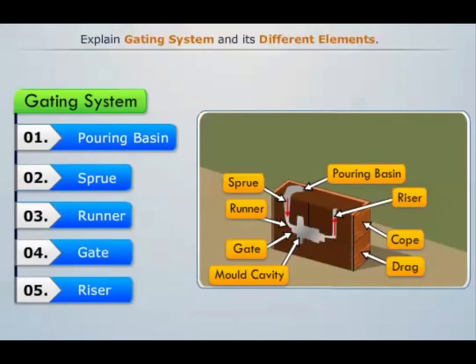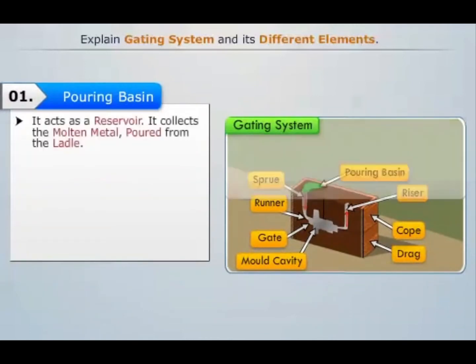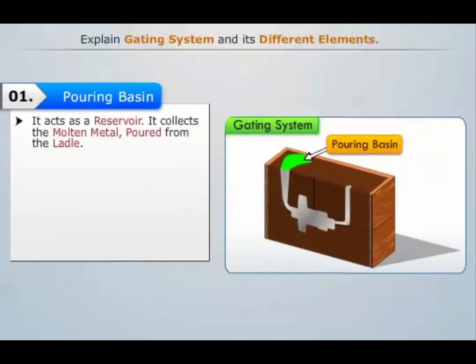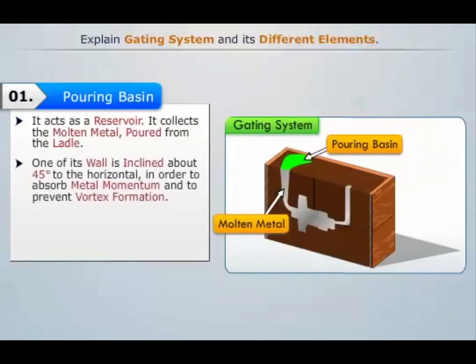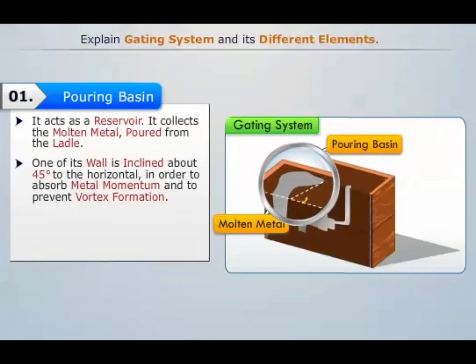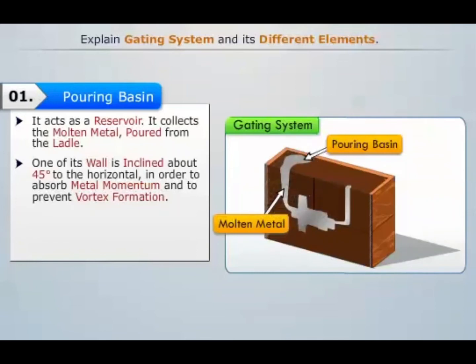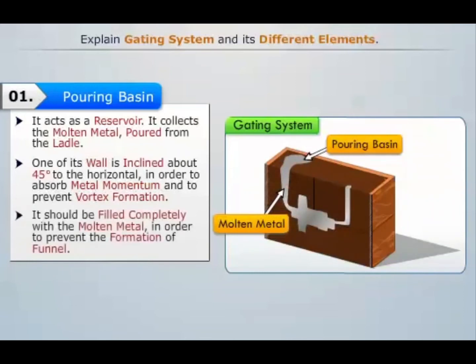Now let us briefly describe each of these elements. Pouring basin acts as a reservoir. It collects the molten metal which is poured from the ladle. Note that one of its walls is inclined about 45 degrees to the horizontal in order to absorb metal momentum and to prevent vortex formation. Also note that the pouring basin should be filled completely with the molten metal in order to prevent the formation of funnel.